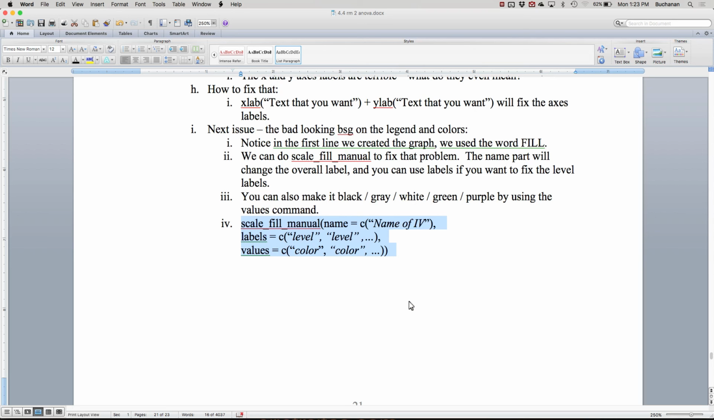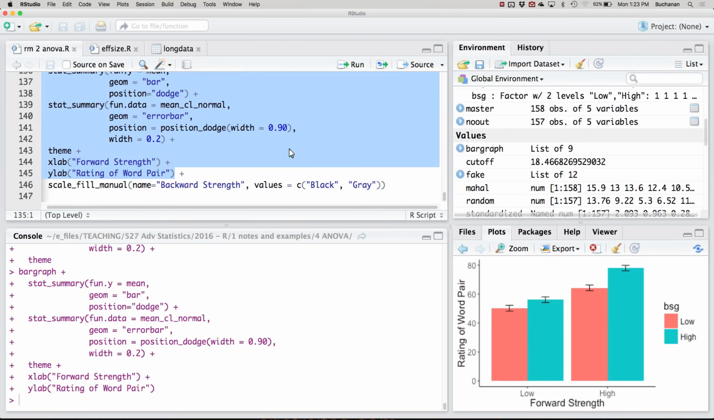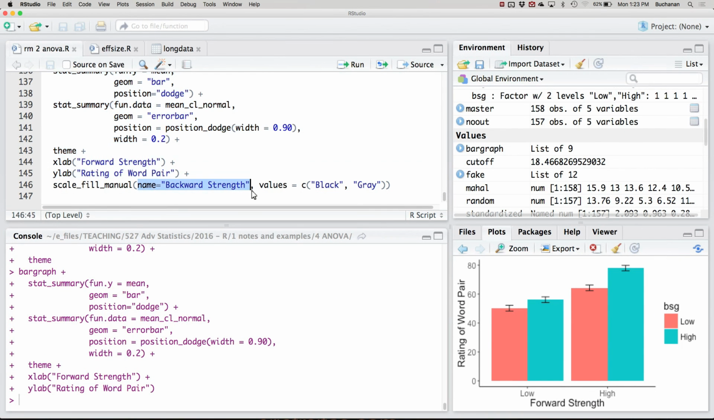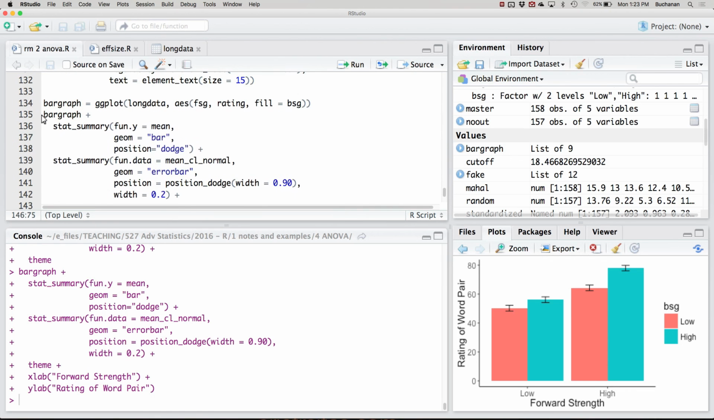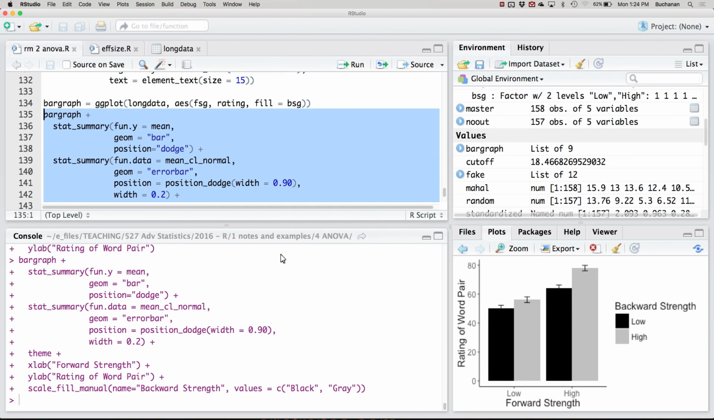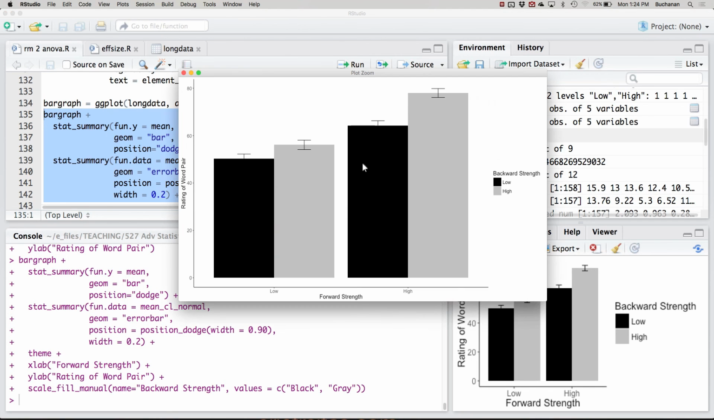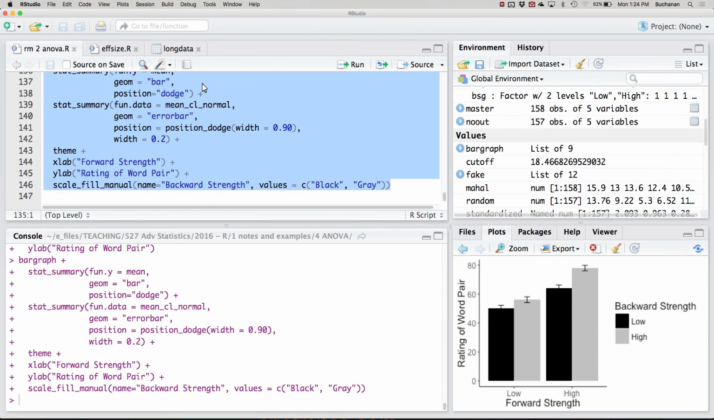Why manual? Because then I can change the colors. You can play with it and make them pink, purple, green if you'd like. But the name part controls this section here. Values is what colors you want. And if you wanted to fix the labels, it's still labels. My labels are okay. So I'm going to run everything. Alright, that changed it to gray. That was intense. You can play around with what color names it'll accept.